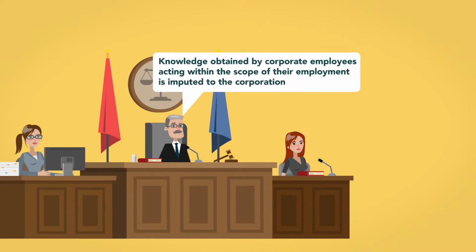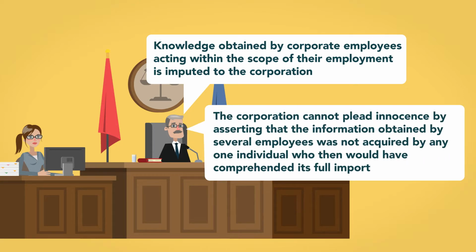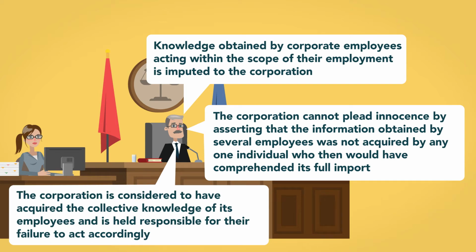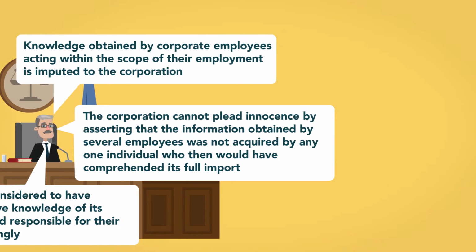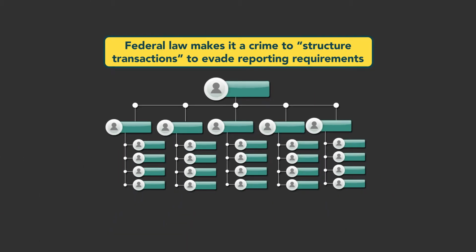The court ruled that knowledge obtained by corporate employees acting within the scope of their employment is imputed to the corporation, and that a corporation cannot plead innocence by asserting that the information obtained by several employees was not acquired by any one individual, who would then have comprehended its full import. Rather, the corporation is considered to have acquired the collective knowledge of its employees, and is held responsible for their failure to act accordingly. Moreover, federal law makes it a crime to structure transactions to evade reporting requirements.